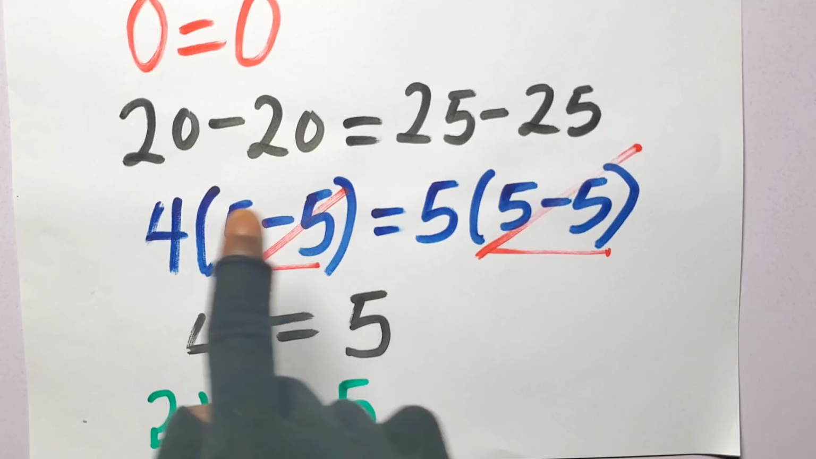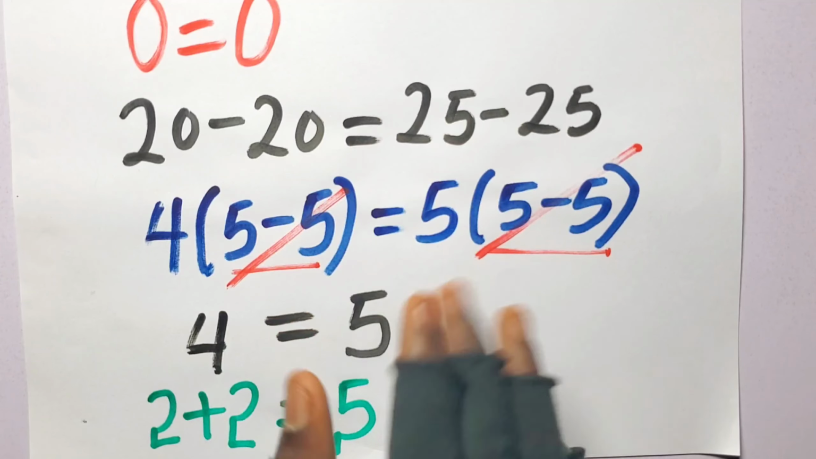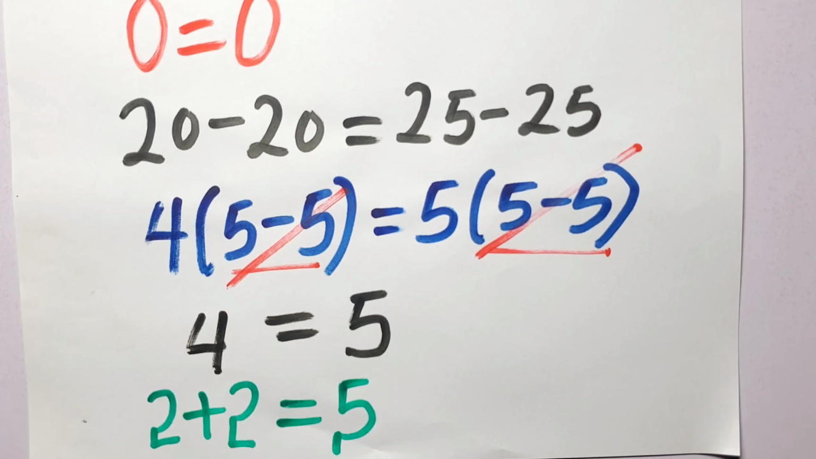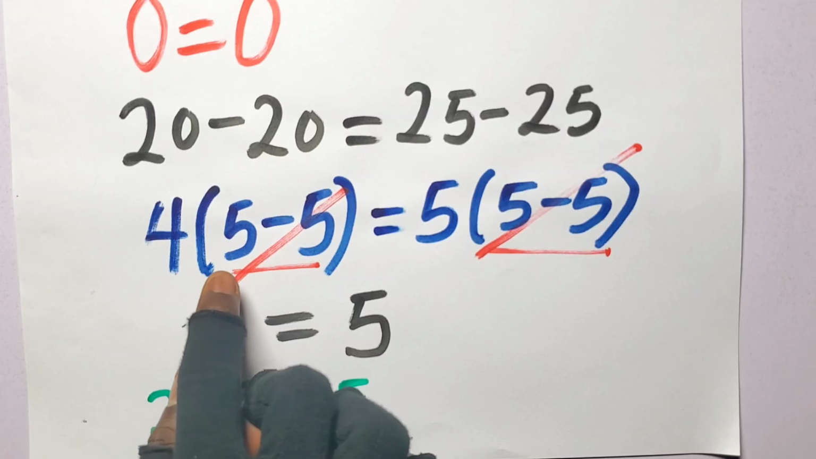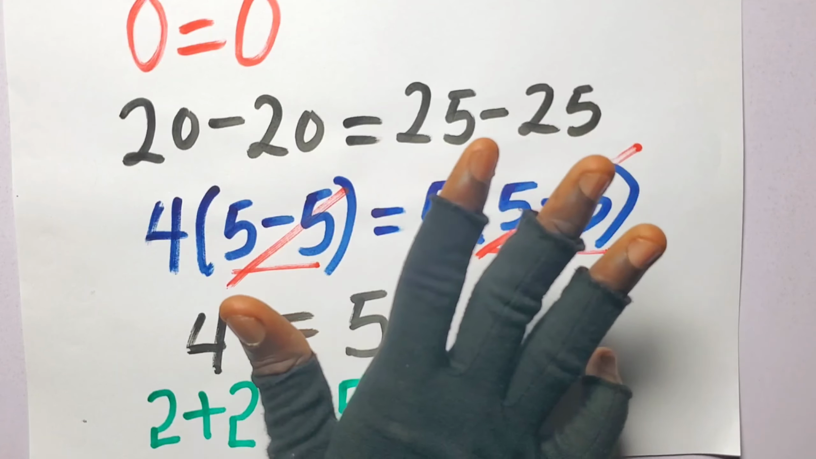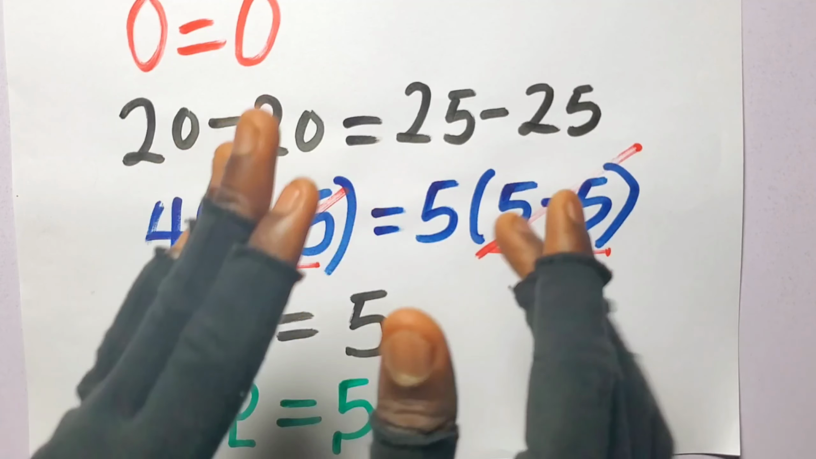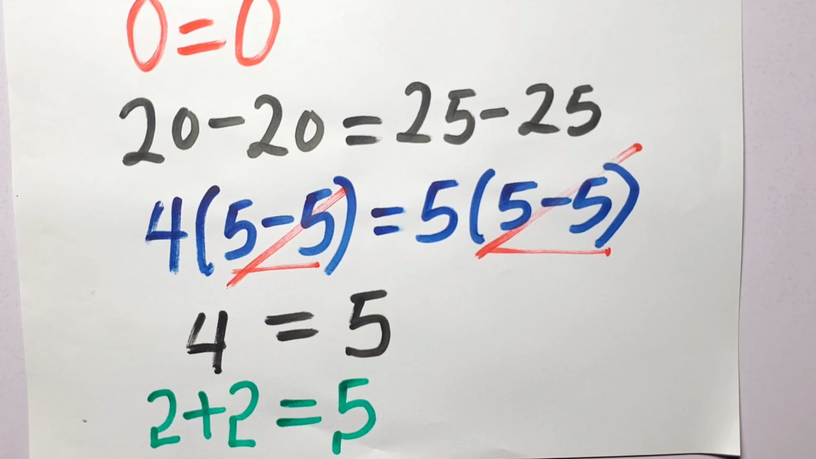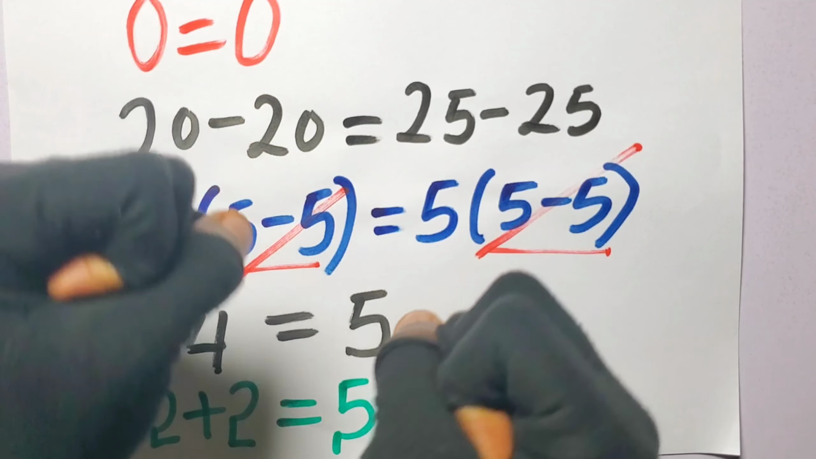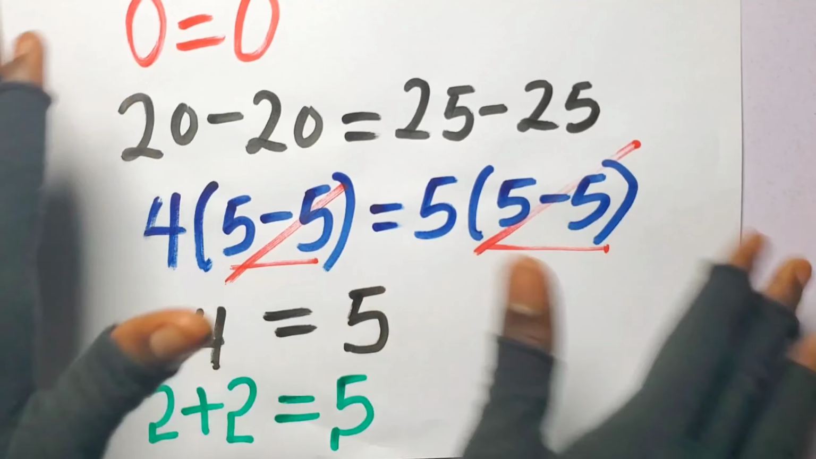But wait, this looks perfect, but it is actually a massive trap. This is where most people go completely wrong. Look at what we cancelled. This and this. 5 minus 5 is exactly 0. When we cancelled it, we actually divided both sides by 0. In mathematics, dividing by 0 is completely impossible. It breaks the universe. The entire proof is a trick.